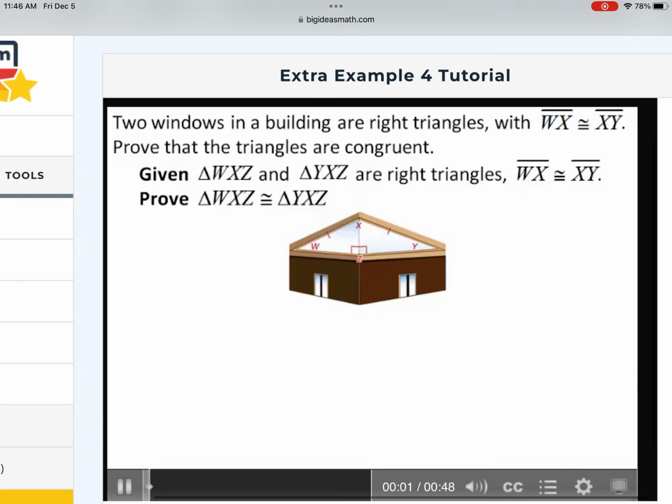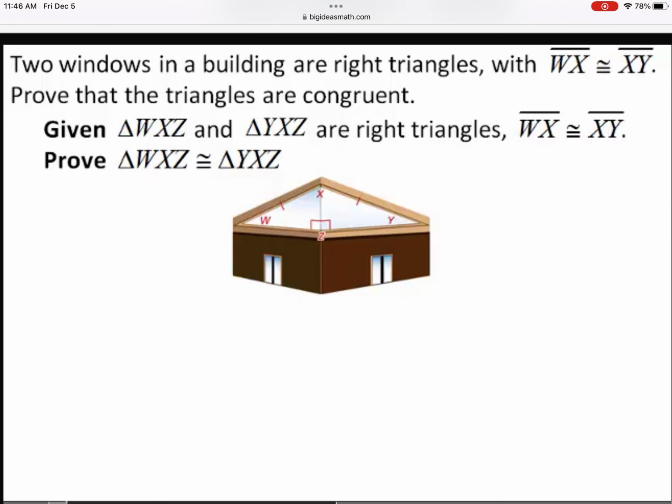Two windows in a building are right triangles, with line segment WX congruent to line segment XY. Prove that the triangles are congruent. Given that triangle WXZ and triangle YXZ are right triangles, and line segment WX is congruent to line segment XY, prove that triangle WXZ is congruent to triangle YXZ.